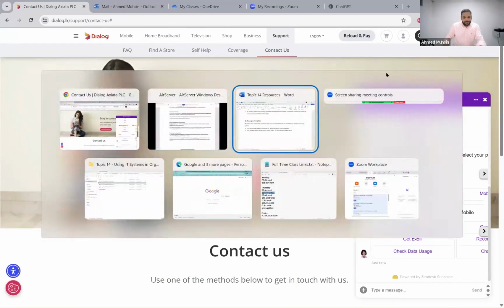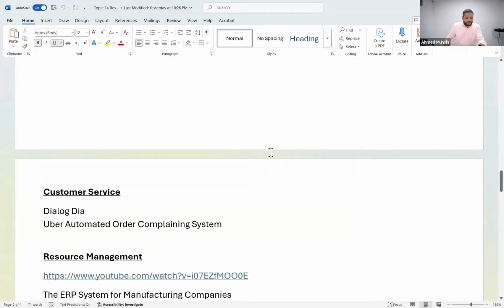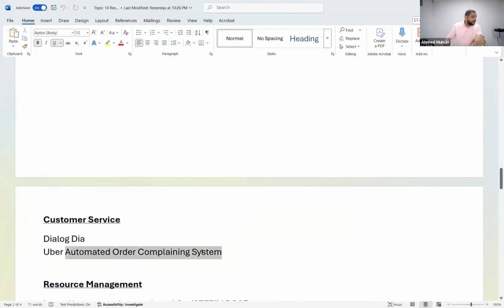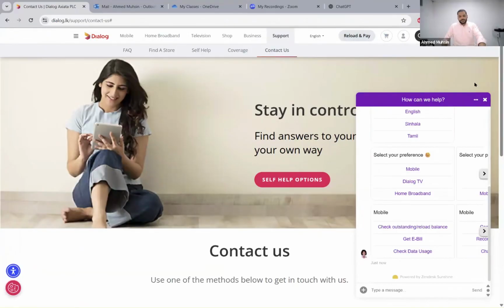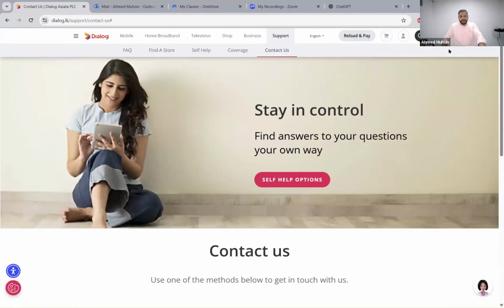I had another example for you all, which was Uber's automated order complaint system. If you have a problem with your order on Uber, you have to go through an IT system to place your complaint. You don't get to deal with a human being as such. They don't have a customer hotline or complaint hotline number. Okay, right. Let's keep moving. I'm closing this.